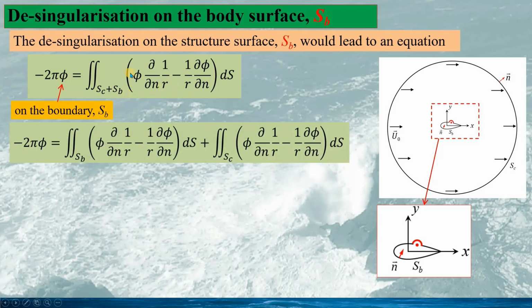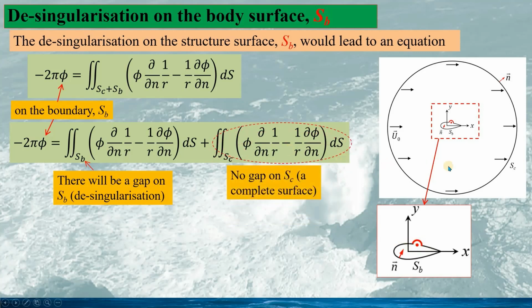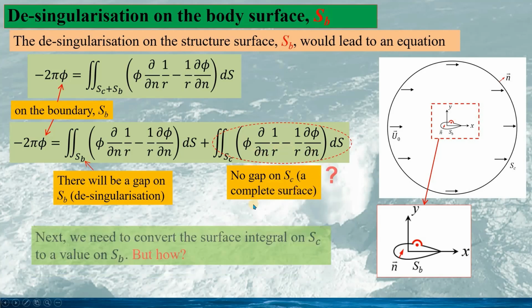Now we can write the integral on the surfaces as the integral on surface SB here and the integral on surface SC here. Again here, the potential function phi is on the boundary SB. In this surface integral, there will be a gap on SB, see here, there's a gap here. While on SC, there is no gap, and it can be considered as a complete surface.